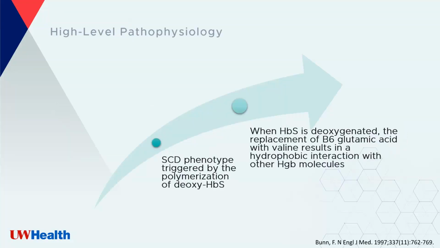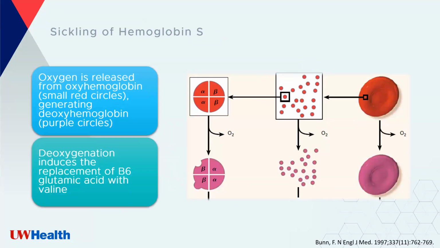High level pathophysiology of the disease state itself. The phenotype of sickle cell disease generally is triggered by the polymerization of deoxyhemoglobin S. So, hemoglobin S is the hallmark of sickle cell disease, and when hemoglobin S is deoxygenated, there's a replacement of glutamic acid with valine at the B6 position, which results in hydrophobic interaction with other hemoglobin molecules. And so here you'll see this is just a depiction of that itself.